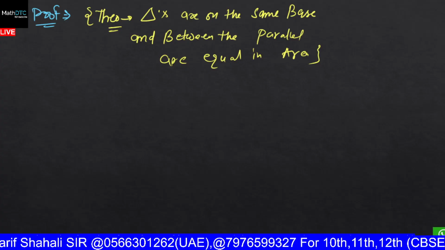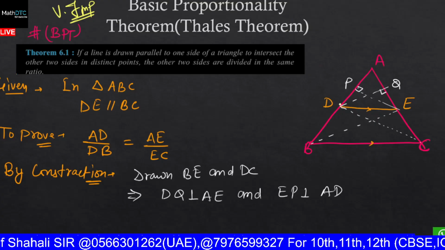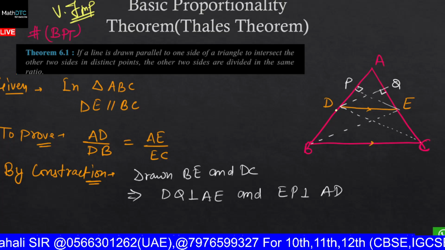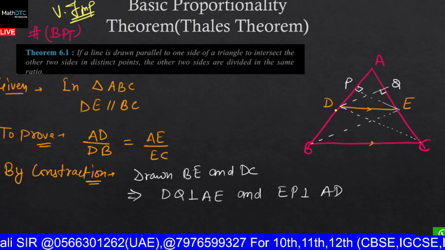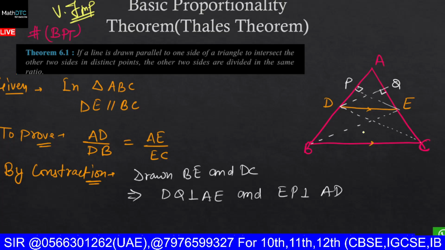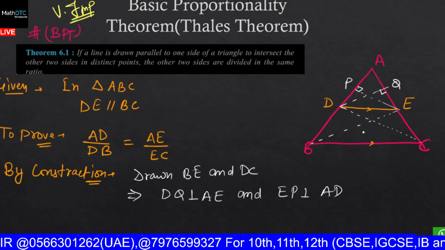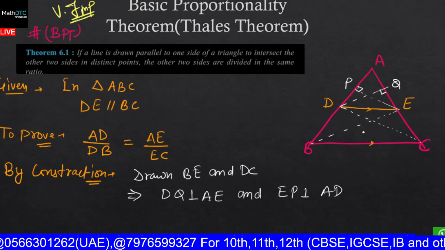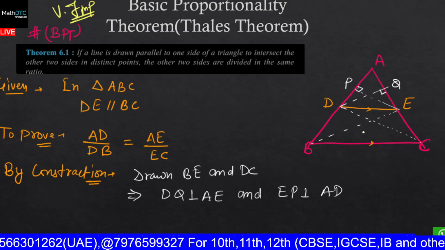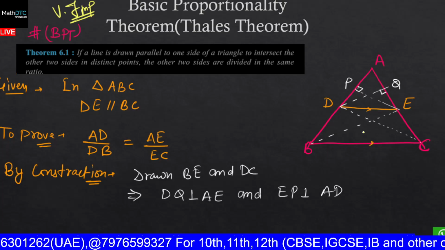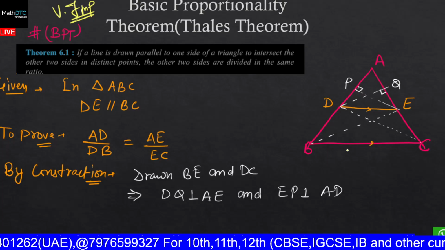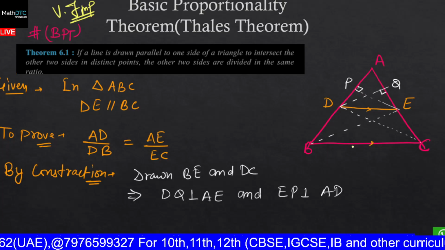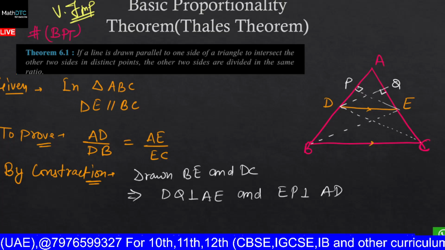I hope you understand. Now, according to the theorem, you can see here we have two triangles between two parallel lines, DE and BC. Between the two parallel lines we have two triangles, BED and CDE. Can you observe that the two triangles have the same base, BC? So the two triangles on the same base and between the same parallels are equal in area.